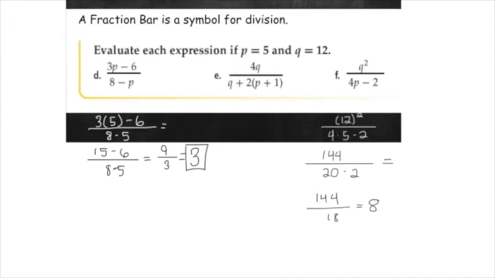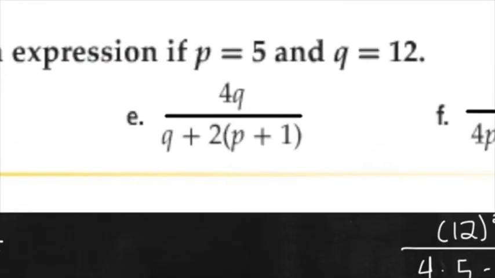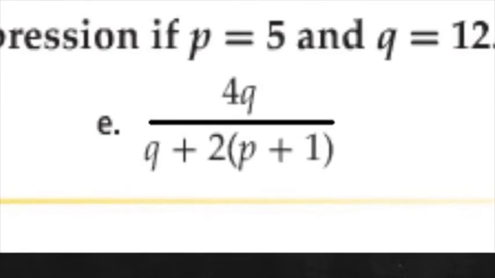And if you'd like to do another example of a division, go ahead and do E on your own. Just pause the video and do 4Q all over Q plus 2 times P plus 1 in parentheses.